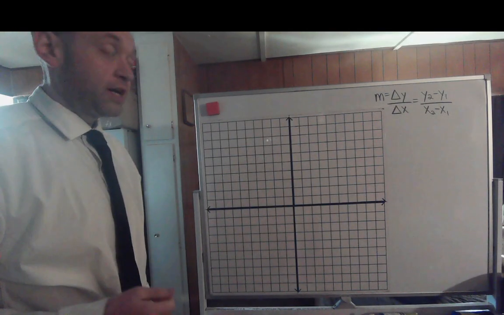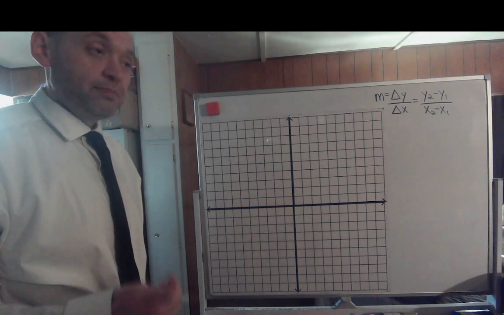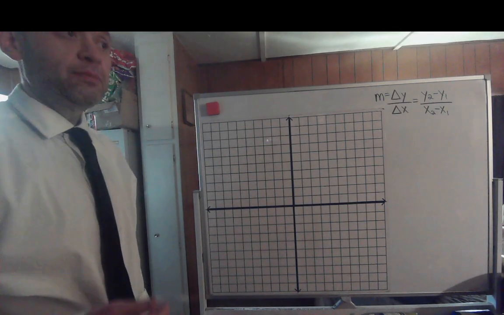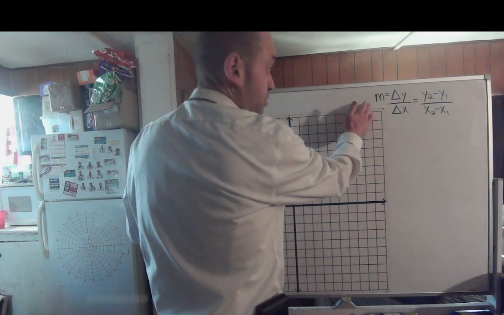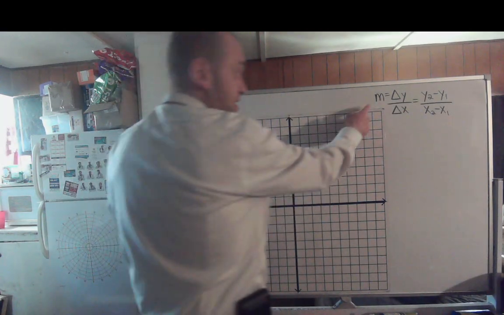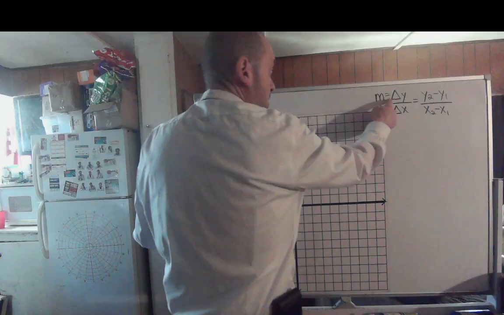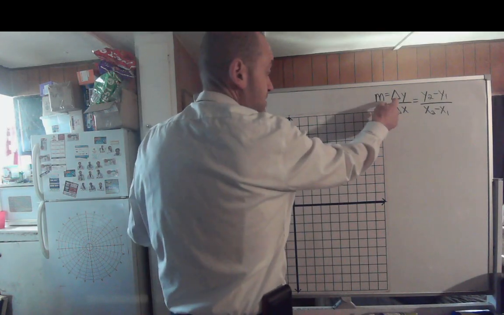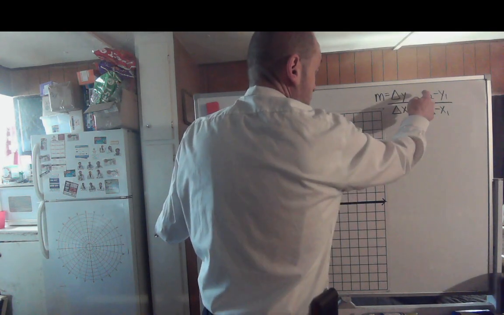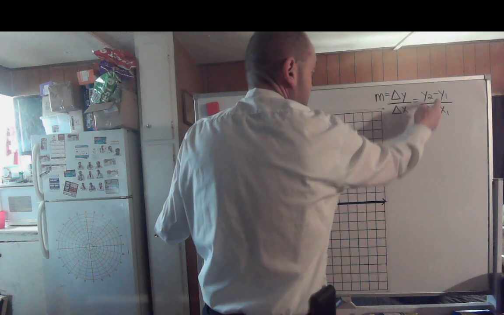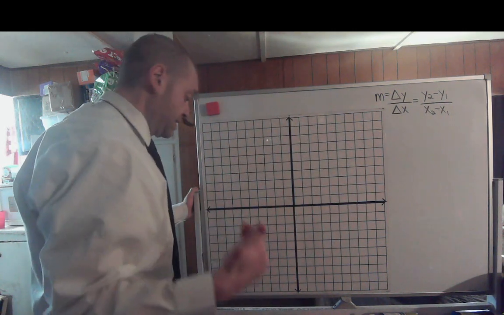This is probably going to seem very rudimentary, very basic, and a lot of you are probably already familiar with it. First topic today is the slope of a line. The slope, denoted as m, is the change in y over change in x, or delta y over delta x, which is of course equal to y2 minus y1 over x2 minus x1.